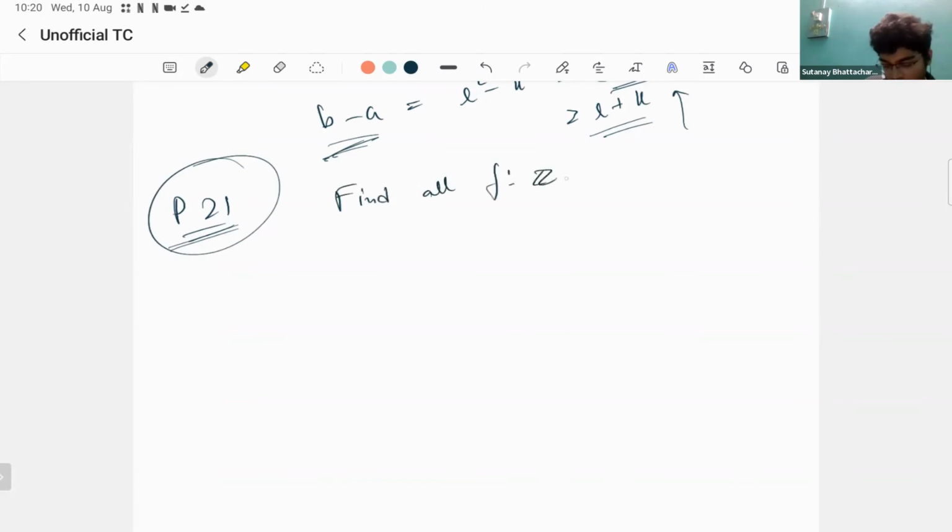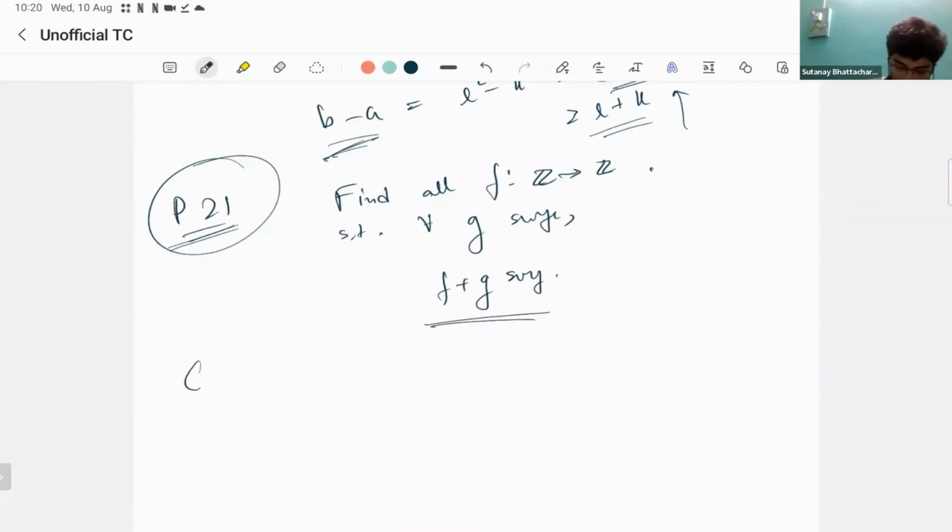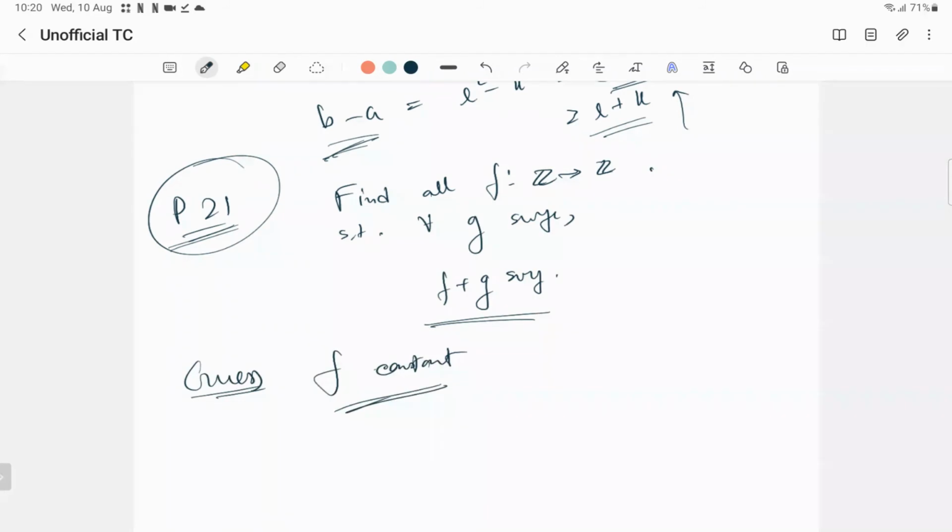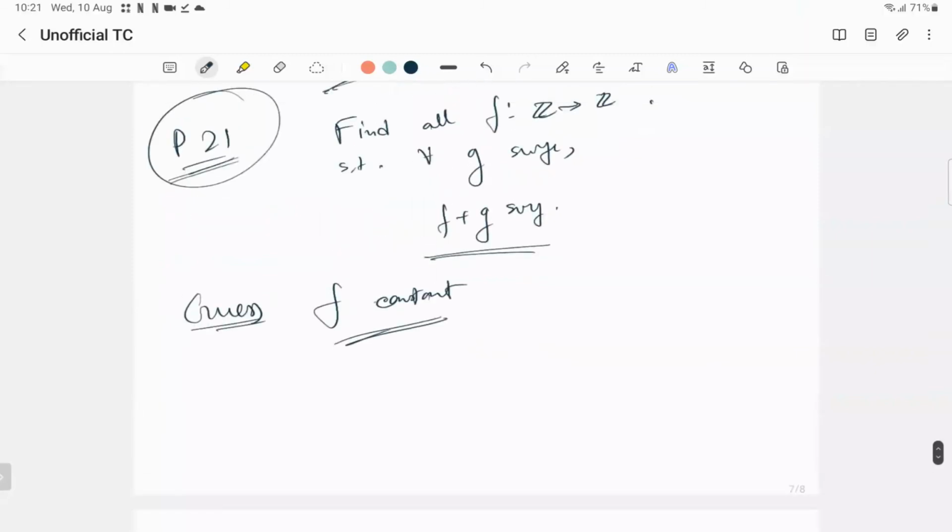So the question says, find all f from Z to Z such that for all surjective g, f plus g is also surjective. So as always, we start by guessing. F is a constant. That works. Does it seem like anything else would work? No, nothing else would.